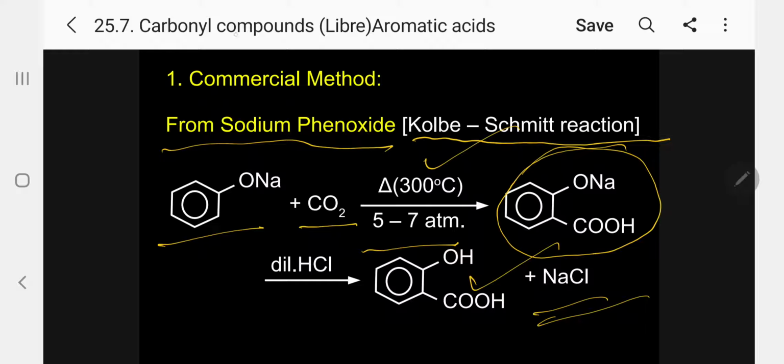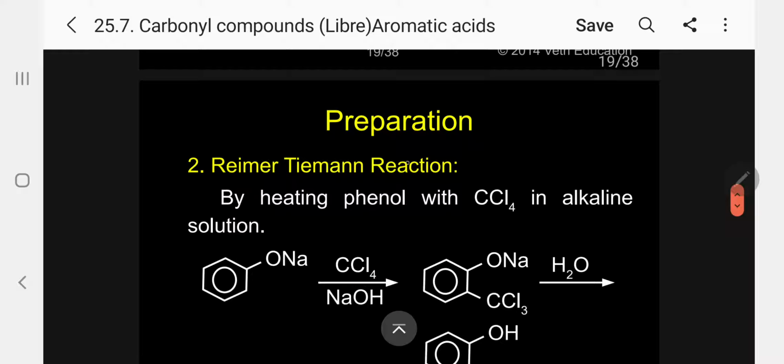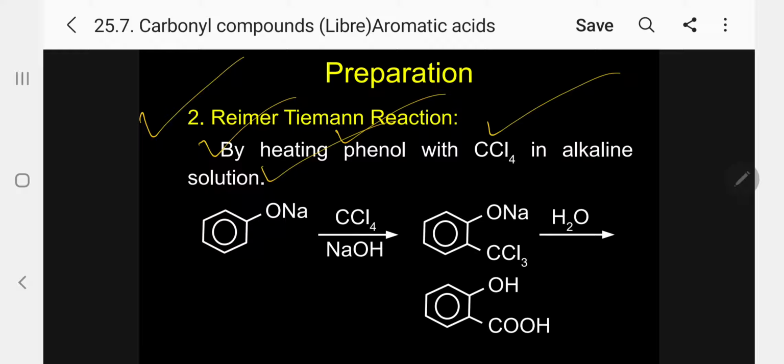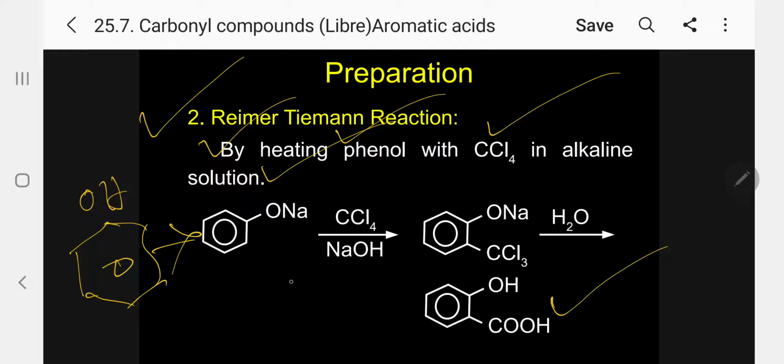Please follow. The next one. The second most important reaction is the Reimer-Tiemann reaction. By heating phenol with carbon tetrachloride in alkaline solution, that means sodium hydroxide, the corresponding salicylic acid is produced. Kindly follow. If you use phenol, it will automatically be converted into sodium phenoxide in the presence of sodium hydroxide. So either you can use phenol or phenoxide.